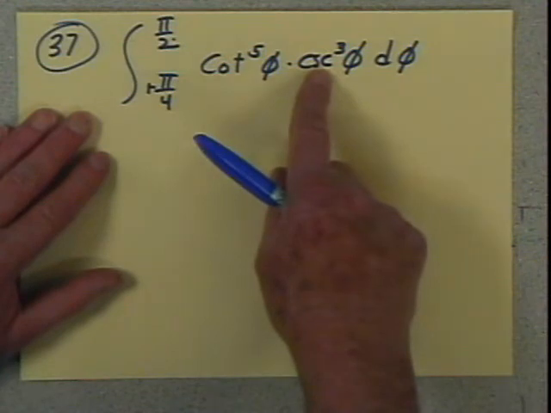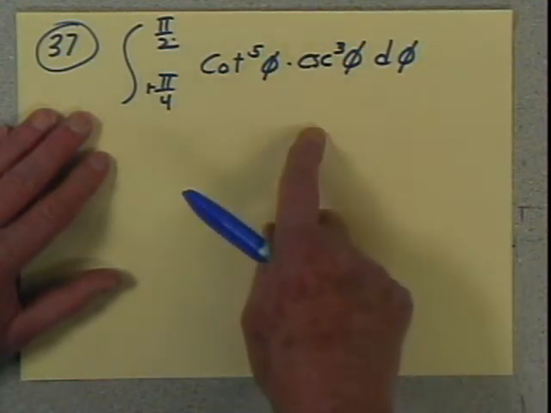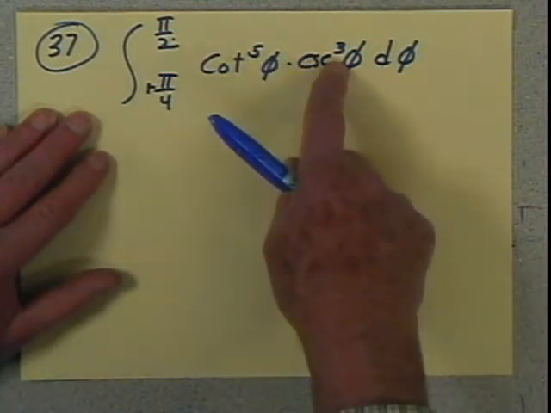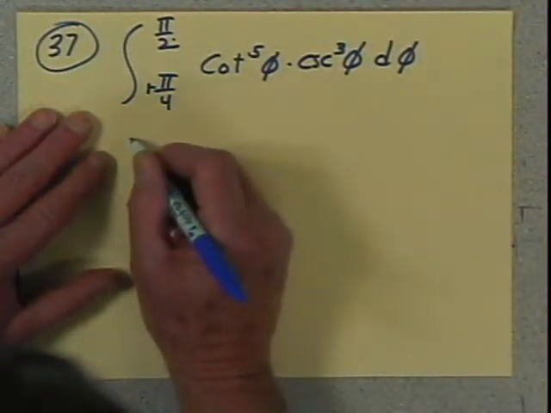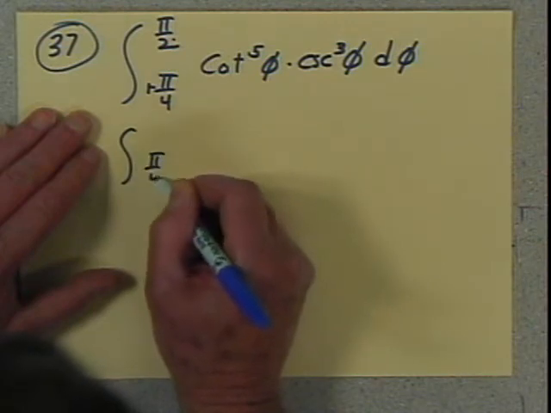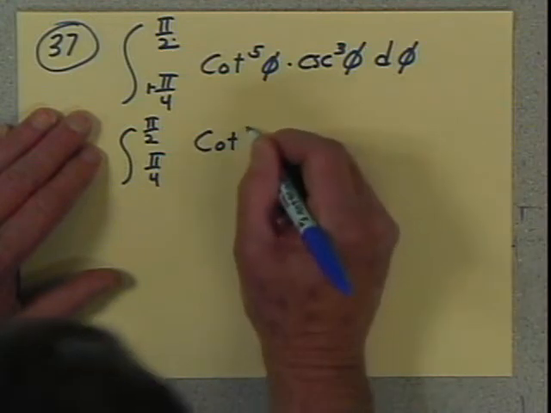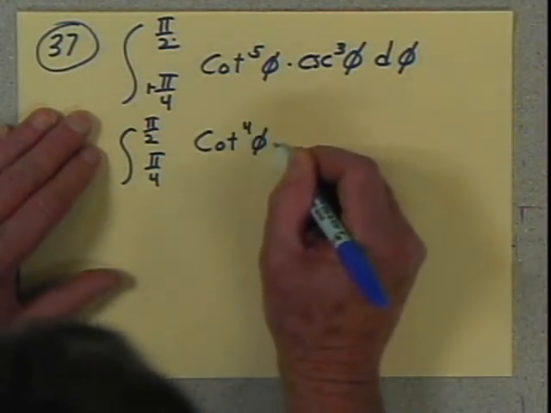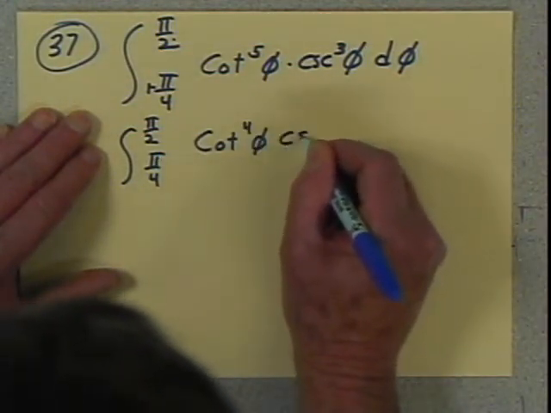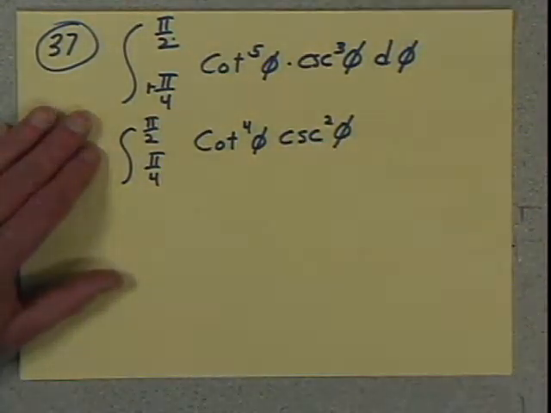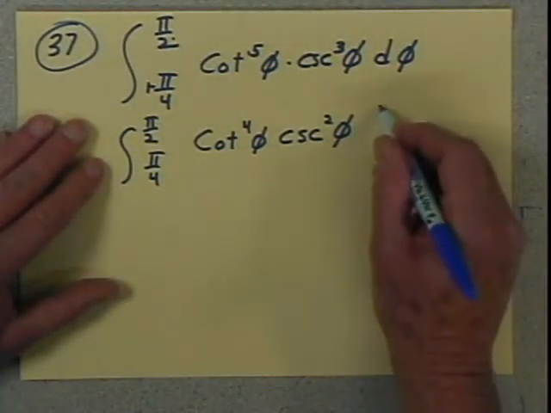Okay, now, when you have a combination like this, we said the key is to take some of it out of there to serve as the derivative of one of the functions that's left. Now I have a fifth power here and I have a cube here, right? I decided to take out one of the cotangents and one of the cosecants. Now, what was my motivation to do that?